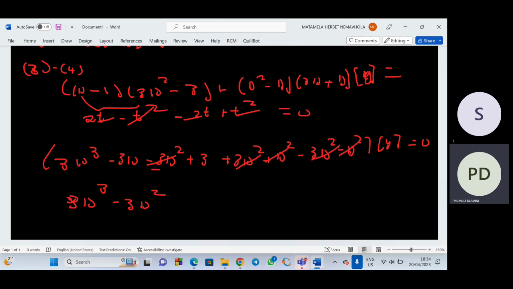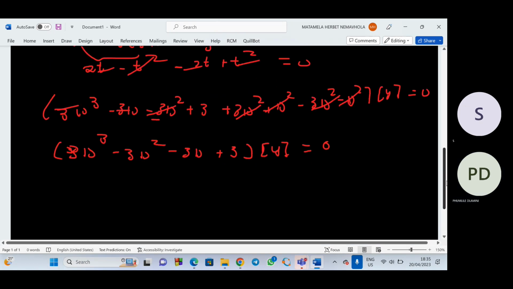This one we already wrote there. Then you check here, we have minus 3d, and we also have minus 3d. This one is already written, even this one, and plus 3. Everything here is in terms of y, which equals 0.